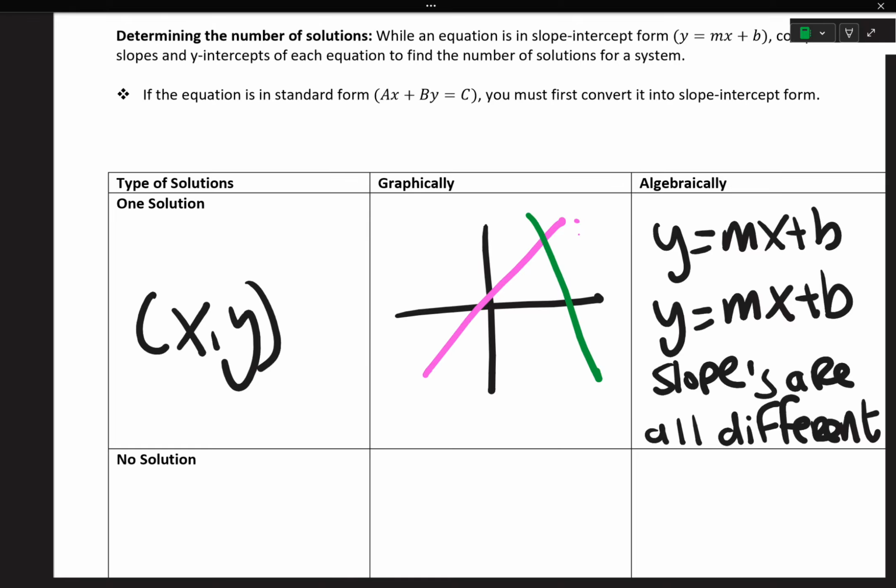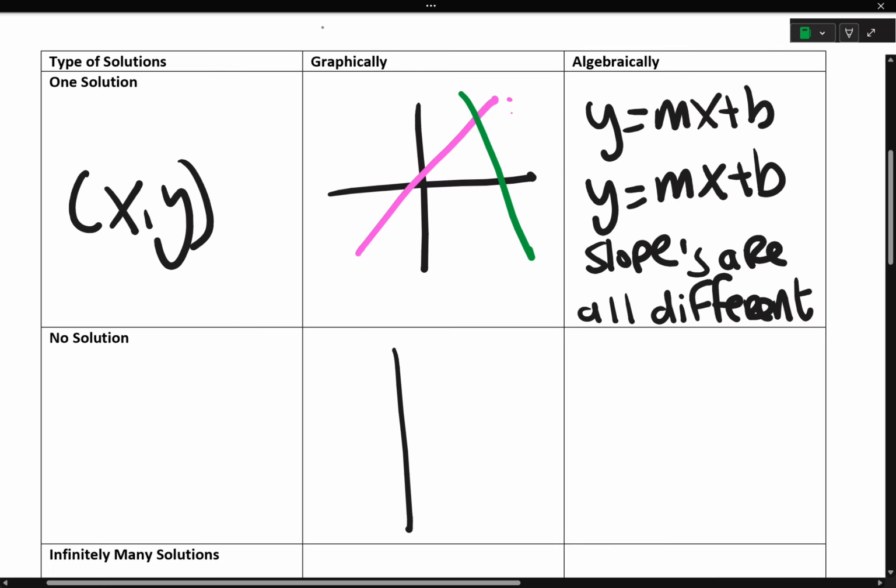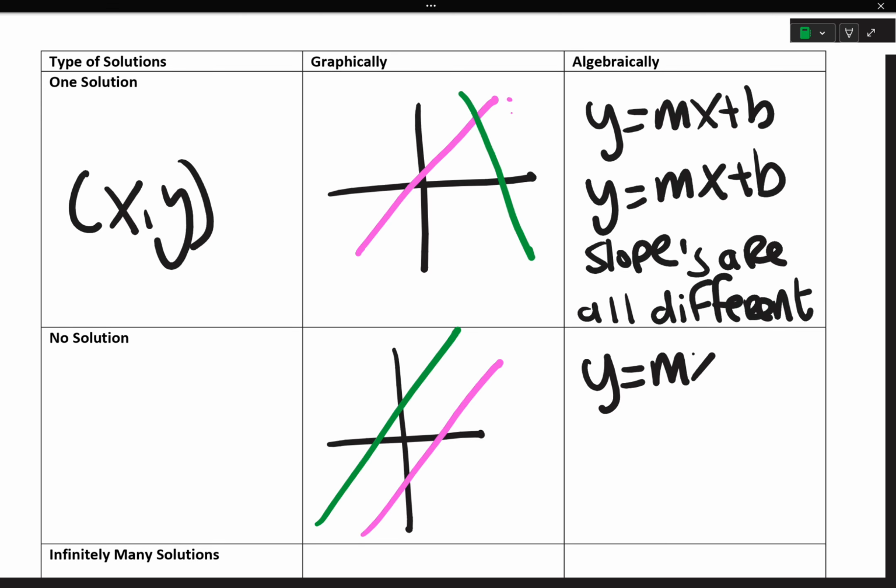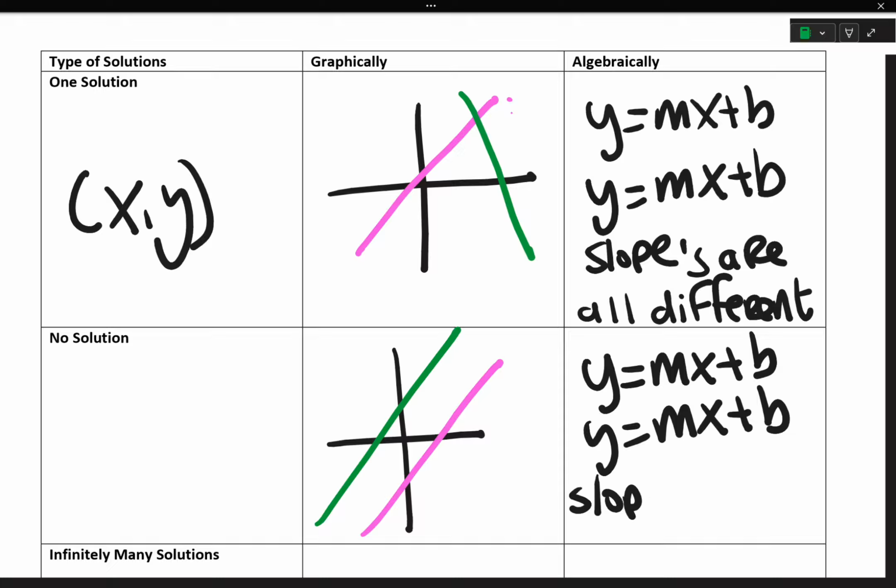Okay. No solution. Now this happens when we graph our lines and they end up being parallel. Parallel lines never meet. When we have these two equations in y equals mx plus b form, the slopes are the same. So these slopes are going to be the same. Here your slopes are going to be different.